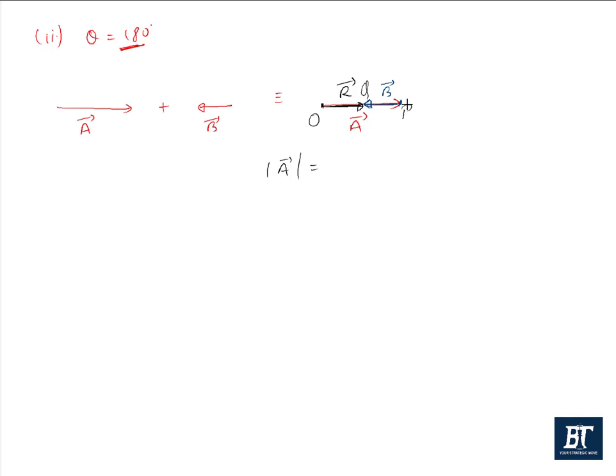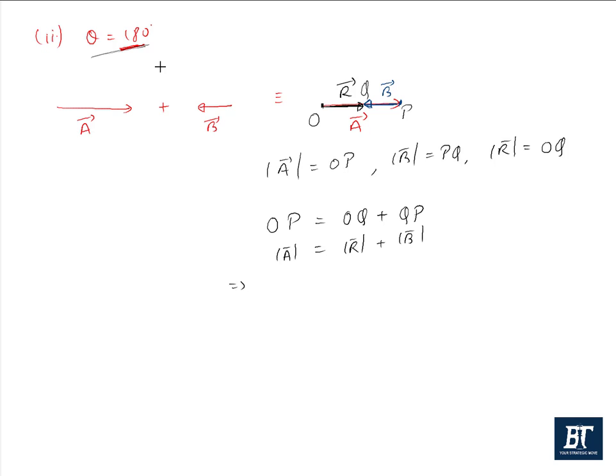The magnitude of A, which is equal to the length of this vector, will be equal to the distance between points O and P. The magnitude of B will be equal to the distance between points P and Q, and the magnitude of R will be equal to the distance between points O and Q. So in this special case, when the angle between these two vectors is 180 degrees, we can clearly see that OP is equal to OQ plus QP, and OP is the magnitude of vector A, OQ is the magnitude of vector R, and PQ is the magnitude of vector B. So in this case, when theta is equal to 180 degrees, the magnitude of vector R is equal to the magnitude of vector A minus the magnitude of vector B, or we can write this as R is equal to A minus B.